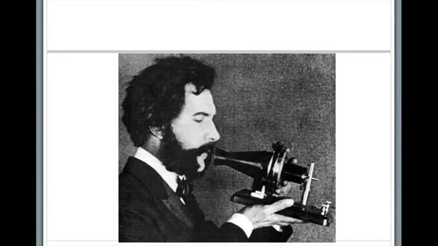The telephone. The telephone really did the same type of thing as the telegraph did, except better. You could actually speak into a device and someone could receive that. So instead of typing a message, you could actually speak to someone. It worked kind of in the same way that the telegraph did, except you didn't need Morse code.